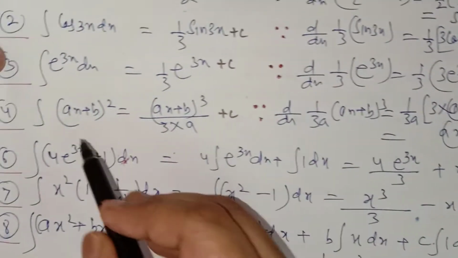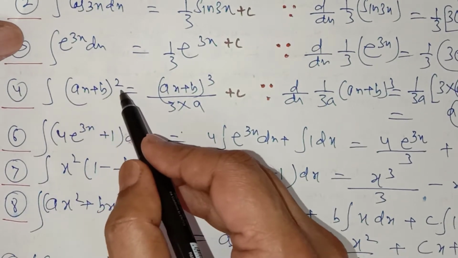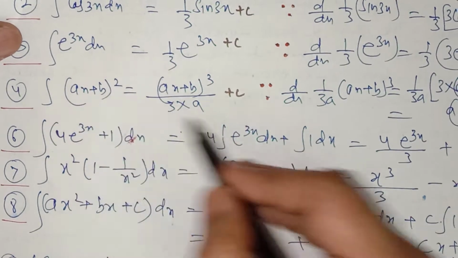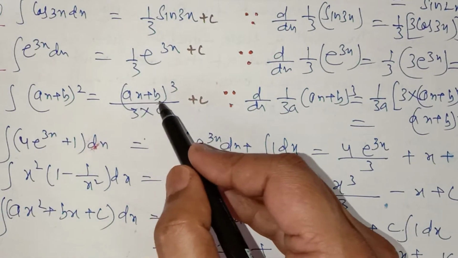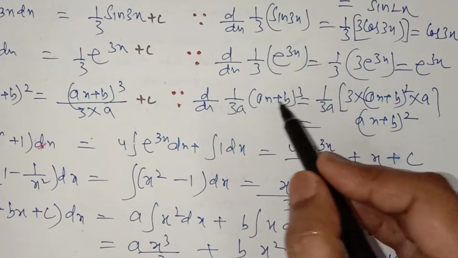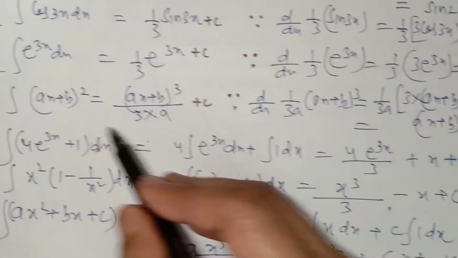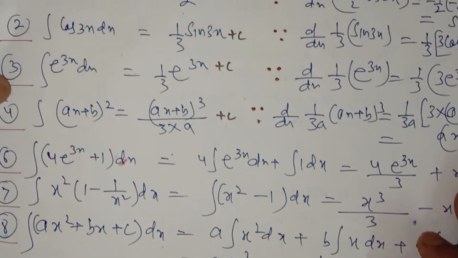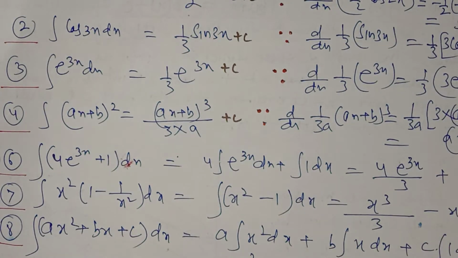Similarly, the integration of (ax plus b) to the power 2 is (ax plus b) to the power 3 upon 3a, because the derivative of 1 upon 3a into (ax plus b) whole cube is equal to 3(ax plus b) to the power 2 into a upon 3a, which is equal to (ax plus b) whole square, which is the integrand. So this is the integration of the first 4 questions in which you have to use the antiderivative to find the integration of these functions.